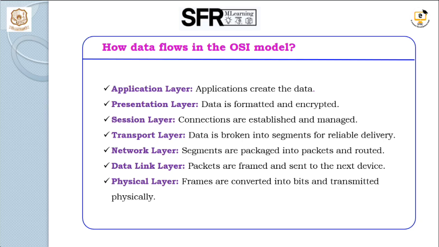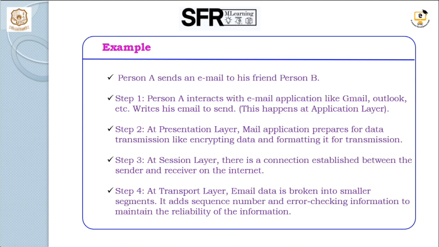In the data link layer, the packets are framed into small parts and sent to the next device. In the physical layer, the frames are converted into binary codes and transmitted to the physical layer of the receiver side. Let us discuss it with a small example. Let us consider that person A sends an email to a friend, person B.